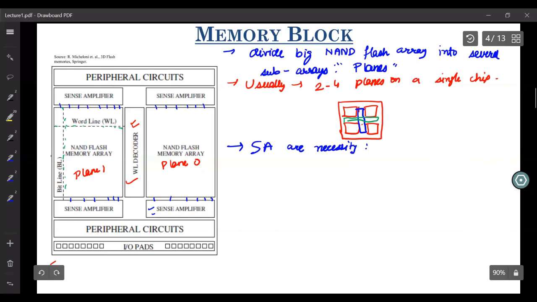Because what you read here is a string current. So you need to convert that string current into some bits, right? If it is a single level cell, then you need to convert it into either 0 or 1. If it is a multiple level cell, or a QLC or TLC, you need to convert it to several bits. So sense amplifiers here are also a necessity.